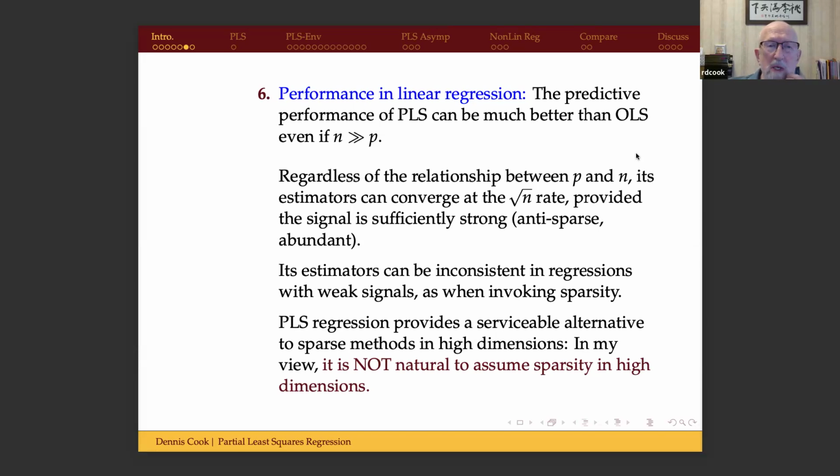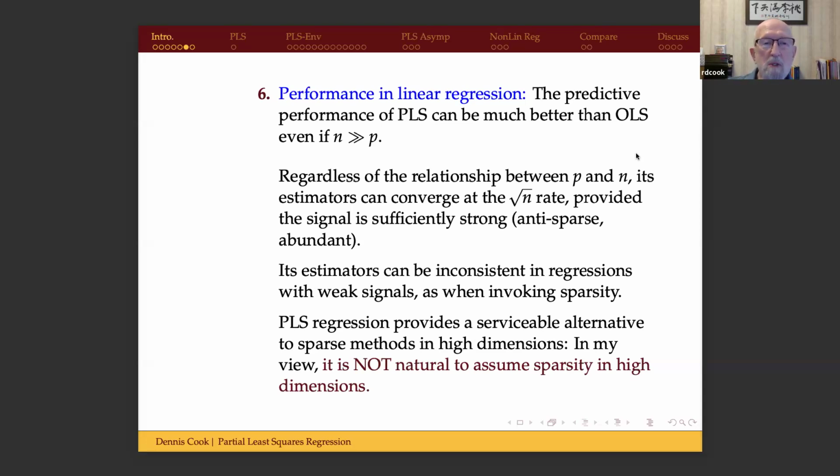Now, regardless of the relationship between n and p, one of the strengths of partial least squares is that its estimators can converge at the root n rate, provided that the signal is sufficiently strong. You can have p bigger than n. You can have p 1,000 and n 100. The convergence rate is still root n. It doesn't care what p is, provided the signal is sufficiently strong.